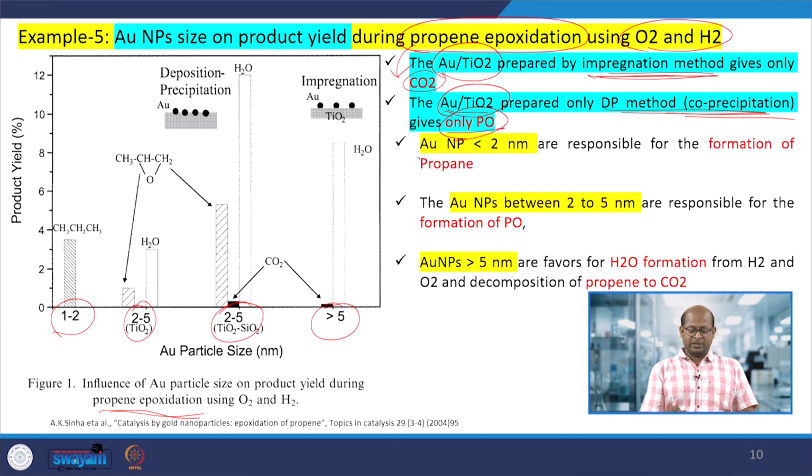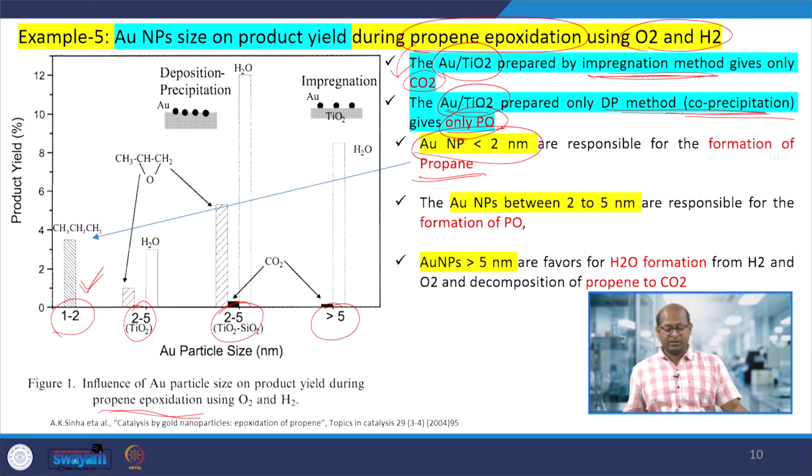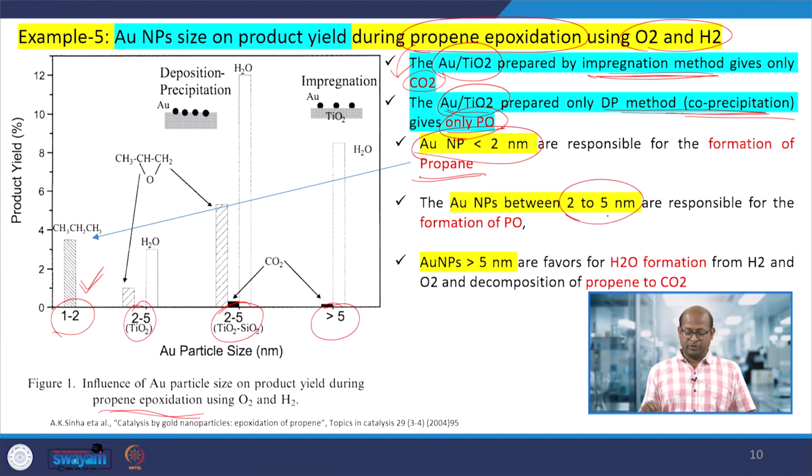Now, the particle size of gold: if you are able to prepare it at less than 2 nanometers, within that range propane formation is there. So propene would be converted into propane, and here only one product, propane, we can get. And when the particle size is 2 to 5 nanometers, there propene oxide formation is there. Propene is converted into propene oxide, and that was observed.